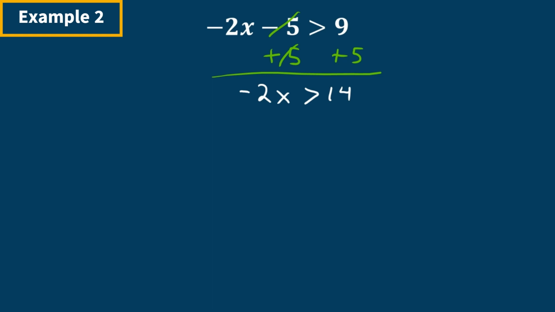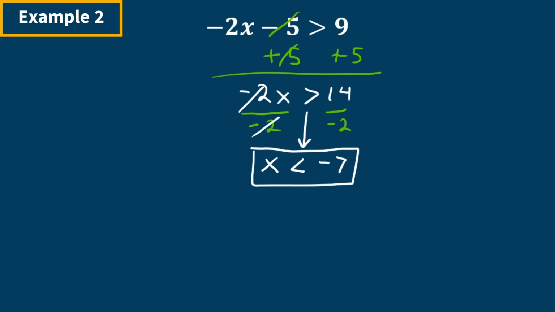Now, to get x by itself, since it's multiplied by negative 2, we have to divide by negative 2 to both sides. That means these negative 2s are going to cancel, so we're going to have x. And now, the tricky part about this is whenever you're dividing by a negative, you change the way the sign is pointing. So right now, you can see how it's pointing to the right. We changed the way it points, so now it's going to point to the left. And then 14 divided by negative 2 is going to give us negative 7. So this is one of our answers here.